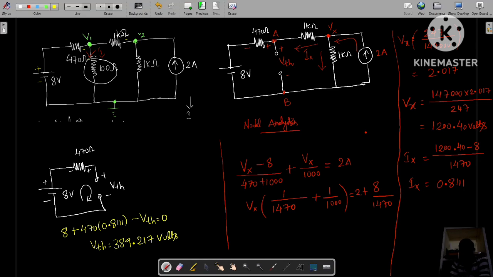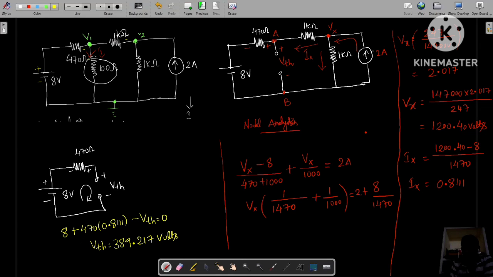Okay. Now we need to find RTH. RTH we will do on the next page because the space is not enough here. At the open circuited terminals, we need to find the resistance by removing the voltage source and current source. Deactivating the voltage source is nothing but making it into a short circuit.